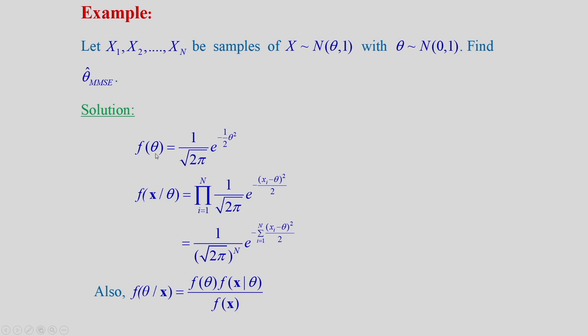So, let us solve this problem. f(theta) is given by this. This is the normal distribution with mean 0 and variance 1. And for the conditional PDF f(x given theta), there are n observations. Therefore, they are IID. So, it will be the product, i going from 1 to n, of 1 by root over 2 pi e to the power minus half of (xi minus theta) whole square. If I carry out the product, I will get it in terms of a summation like this. So, it will be 1 by root over 2 pi to the power n into e to the power minus half of the summation of (xi minus theta) whole square, i going from 1 to n.